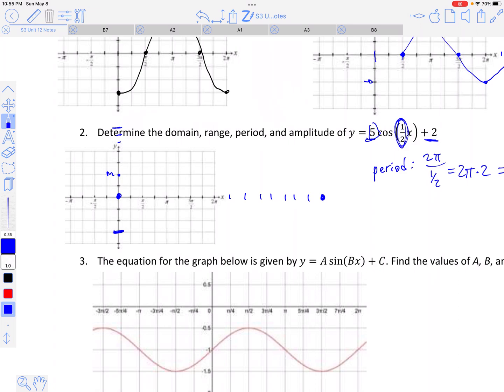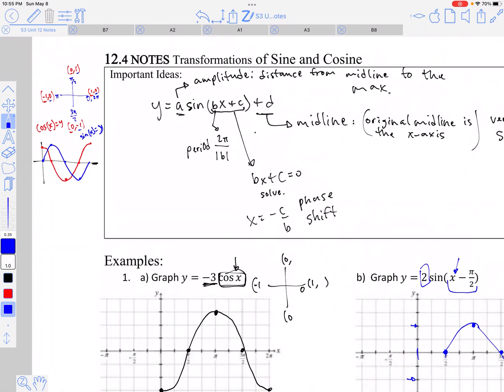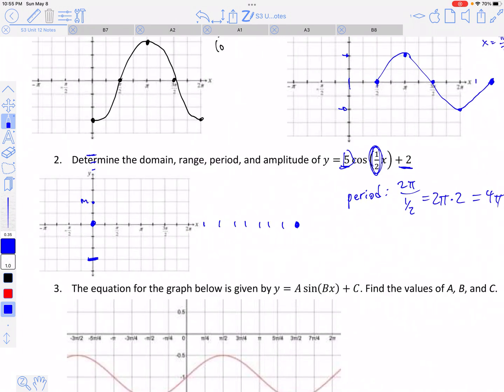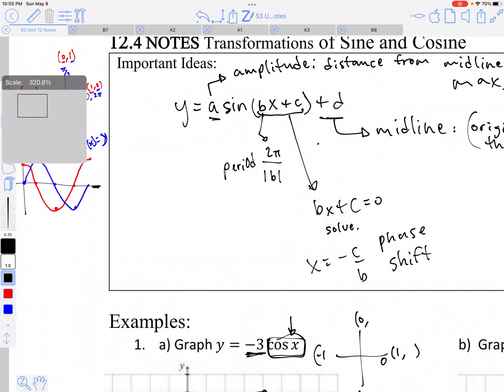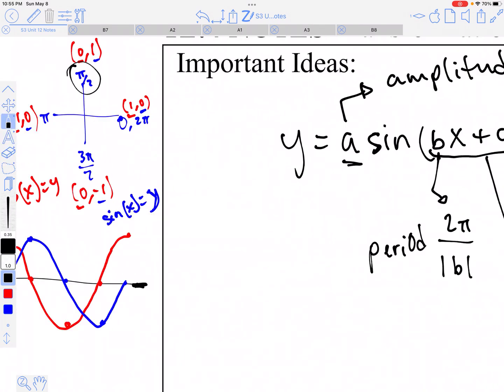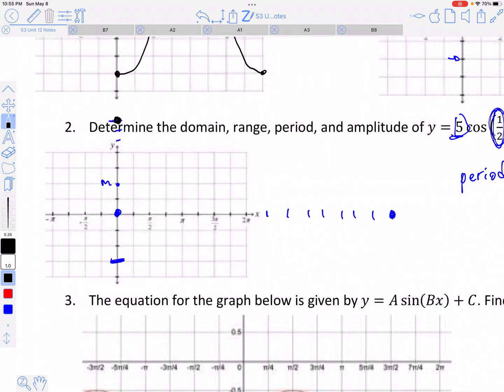I'm dealing with cosine. Remember, cosine doesn't start at the midline. Cosine starts at the max. So I'm going to put a dot up here. There's my cosine. Okay. So normally my next point is at pi halves. So 0, pi halves, pi, when I'm doing a normal cycle of cosine.